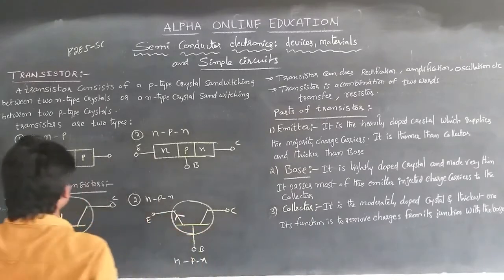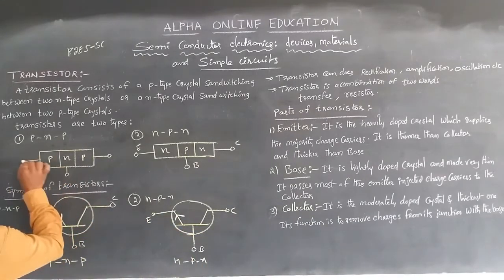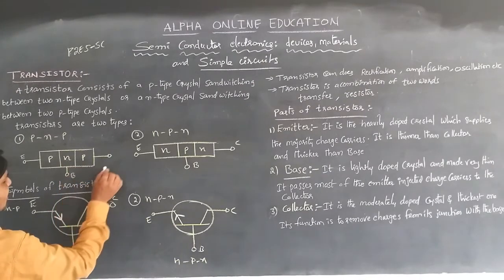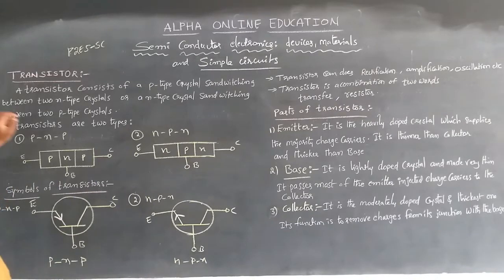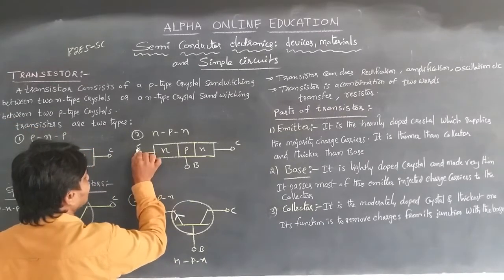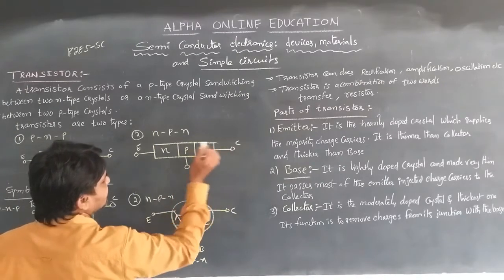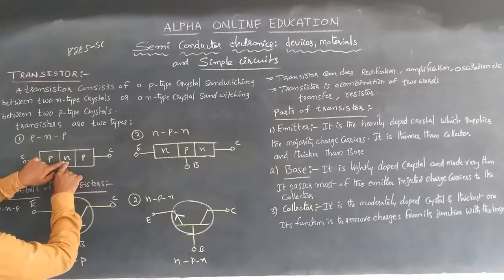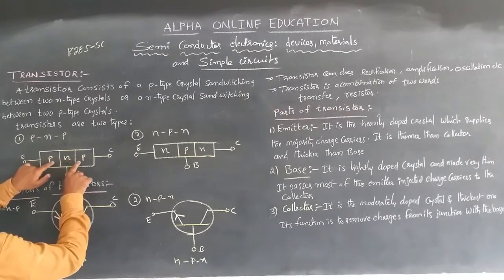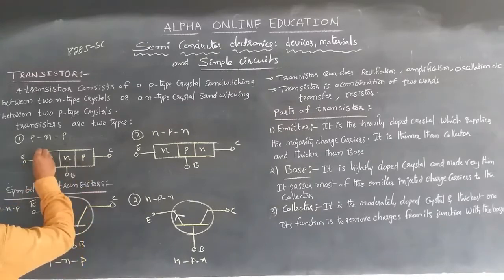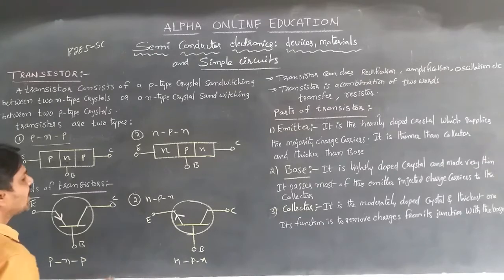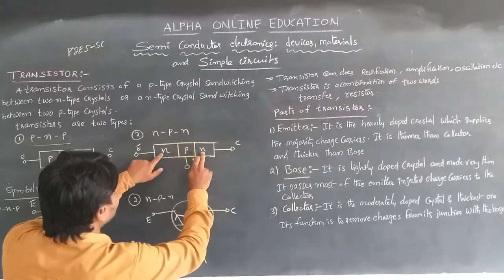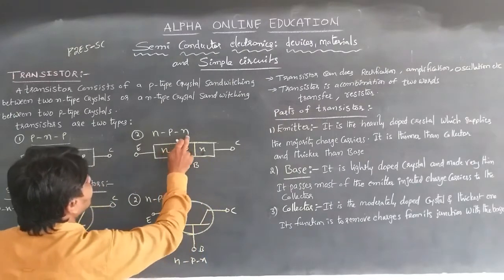In the PNP transistor, the first p region is the emitter, the middle one is the base, and the last one is the collector. In the NPN transistor also, this is the emitter, this is the base and this is the collector. When an n-type crystal is sandwiched between two p-type crystals, a PNP transistor is formed, and when a p-type crystal is sandwiched between two n-type crystals, an NPN transistor is formed.